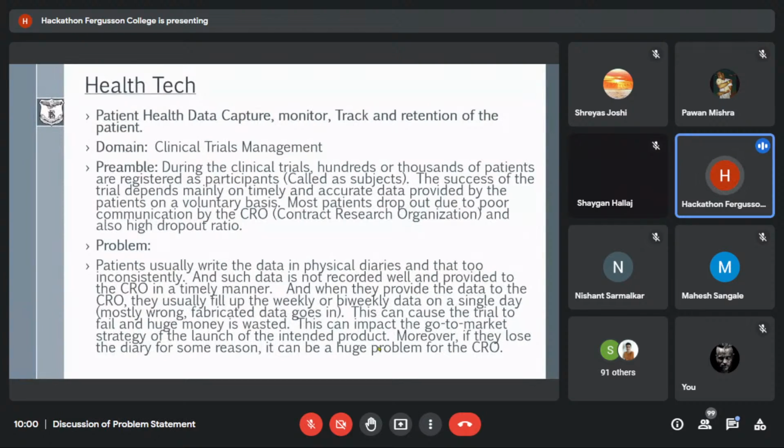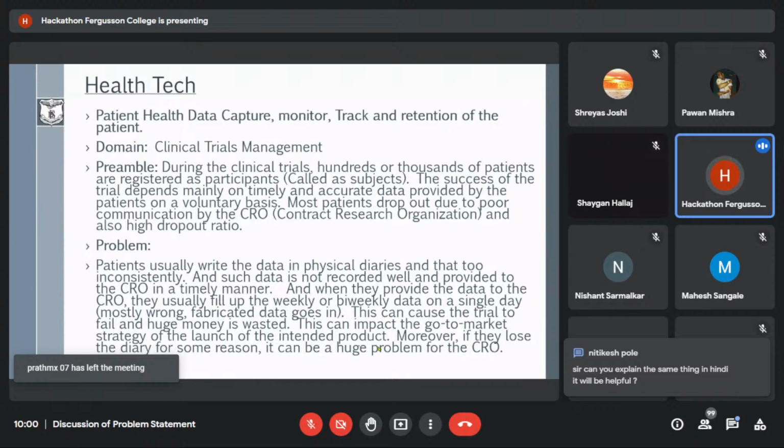So this is what we are expecting from you. You have to design any such mechanism with which the retention of the patient goes on in a good manner, right? It can cover any aspects, like whether the patient is taking his medicines on time or not.